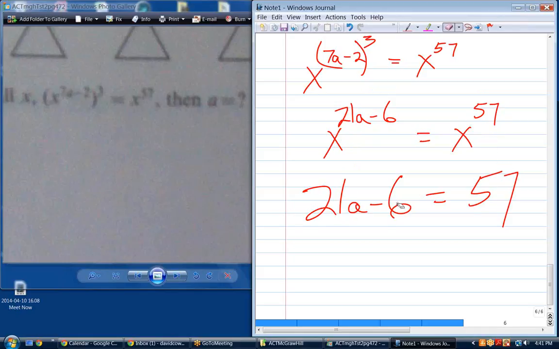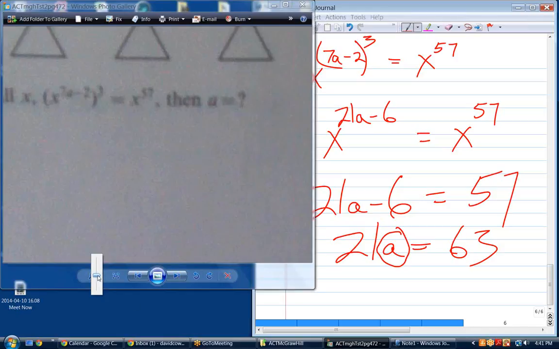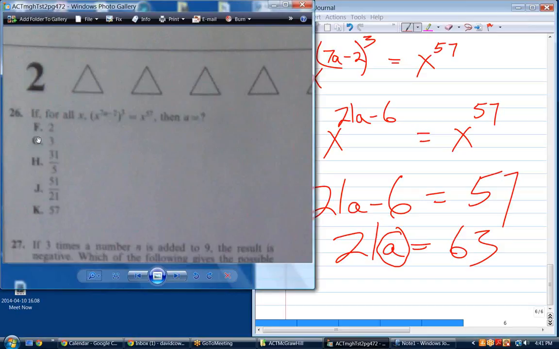So I can say 21a minus 6 equals 57, and now solve that. You said add 6 to both sides. Now what? Divide by 63, which is going to be 0.33. Hold on. We're solving for a. We're trying to isolate a. Oh, so then you divide 63 by 21. Okay? Which is 3. So a equals 3. That's exactly right. Answer G.